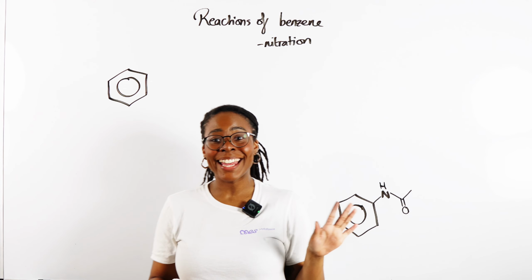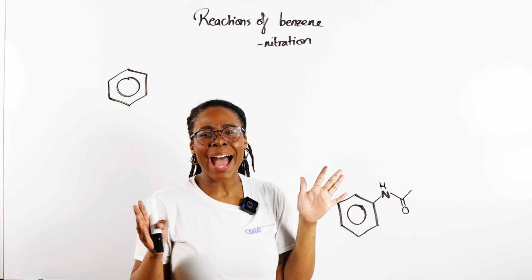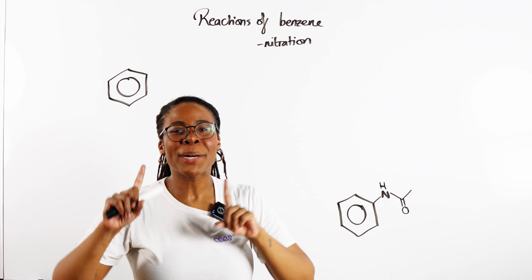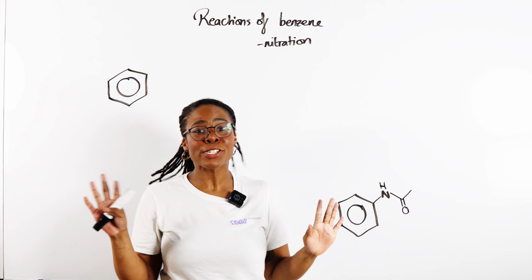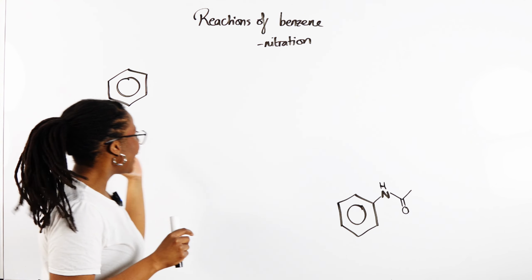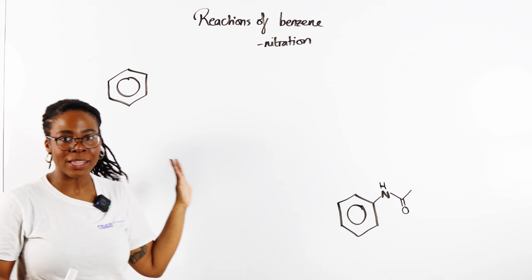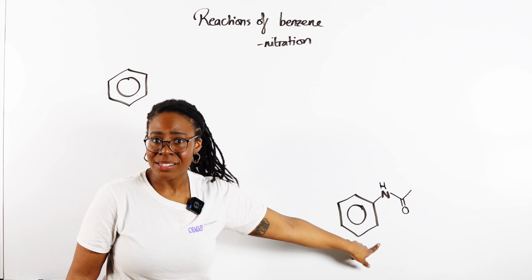Year 13 A-level chemists. Let's look at some reactions of benzene and focus on nitration, but specifically where nitration is kind of hidden within the question. Because it's all well and good if they just say benzene is giving you nitrobenzene, but here we're going to map out the synthetic route if we're going from benzene to this over here.